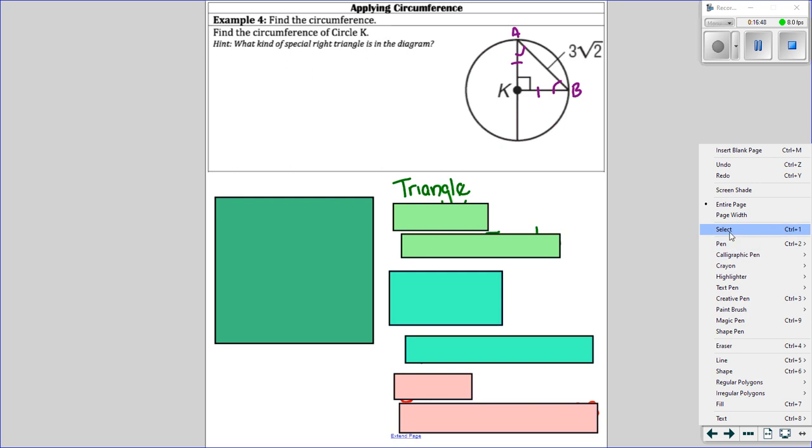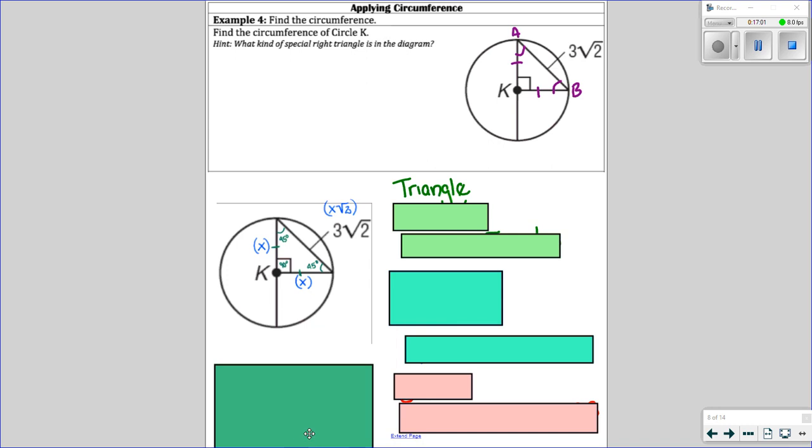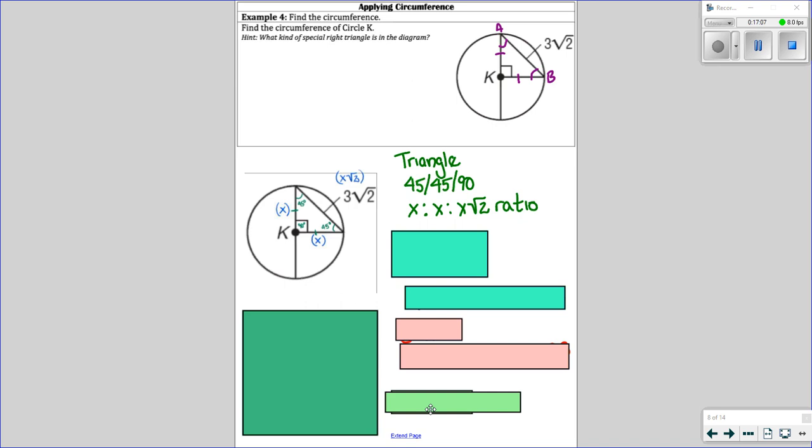So the 45, 45, 90 has a ratio that's attached to it. I know some of you may have forgotten, but if you said x square root of 2, then you are right. So we have the 45, 45, and we have the x square root of 2 ratio. Remember when we did problems with that? That way you'll be able to find the radius. So we're looking for x, which is the radius of that circle.